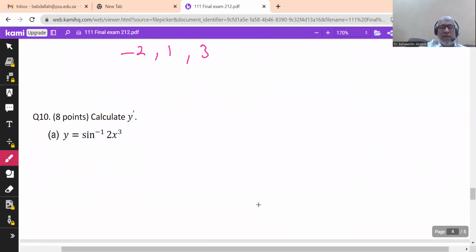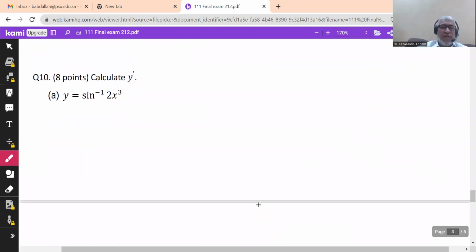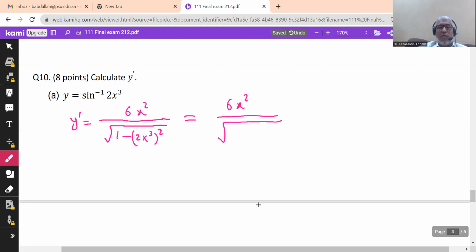Calculate here the derivative. Okay, so this is y prime. The derivative of sine inverse is 1 over the square root of 1 minus u squared. So I raise this to the power 2, times the derivative of this, which is 6x squared. So the answer is 6x squared over the square root of 1 minus 4x to the power 6.